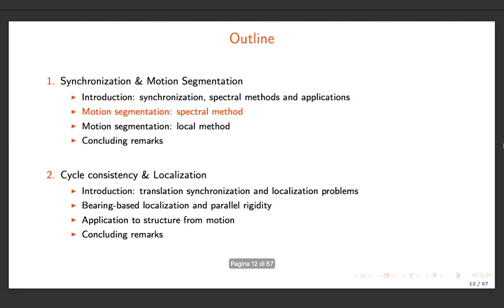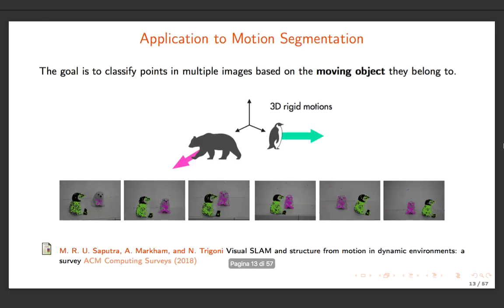Now I will explain in detail another problem where the spectral solution can be used, that is motion segmentation. The task of motion segmentation is to classify points in multiple images based on the moving object they belong to, as shown in the figure. It is assumed that objects are moving rigidly and independently in 3D space.